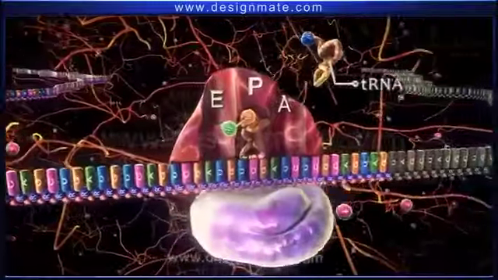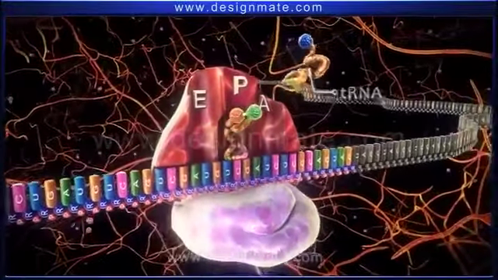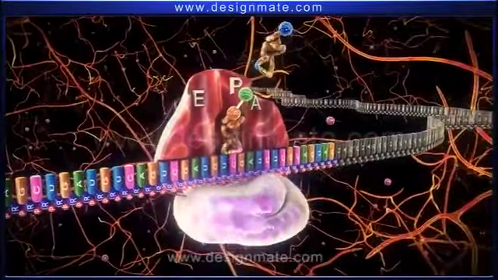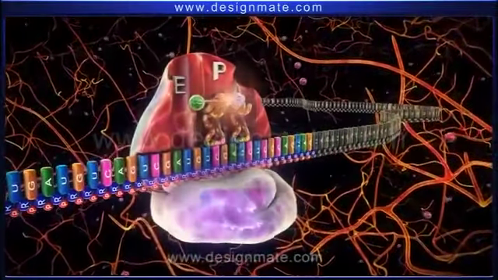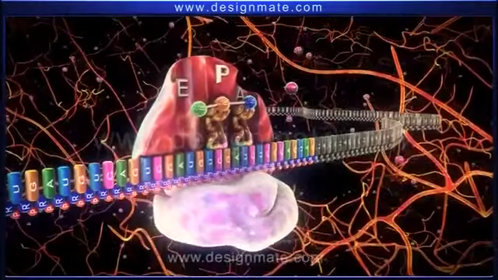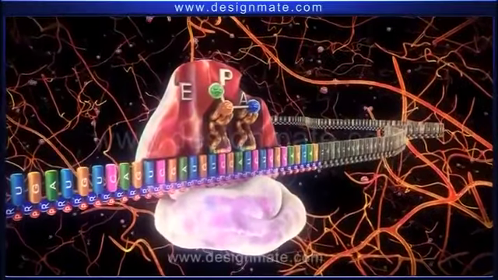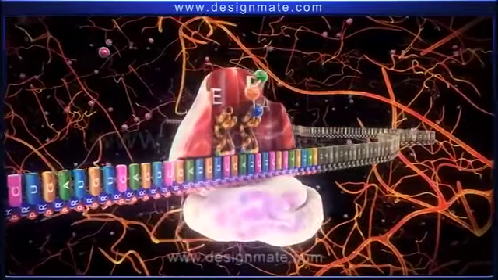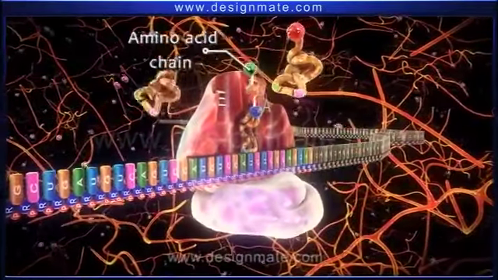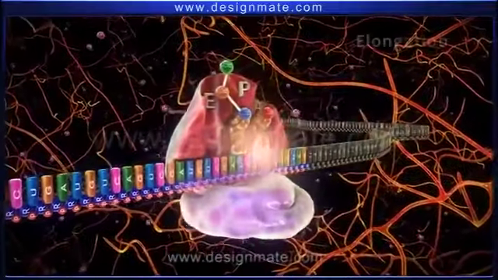Meanwhile, another tRNA carrying an amino acid molecule attaches to the A site. This is followed by the binding of the amino acid molecules. Repetition of this process leads to the formation of an amino acid chain. This event is called elongation.